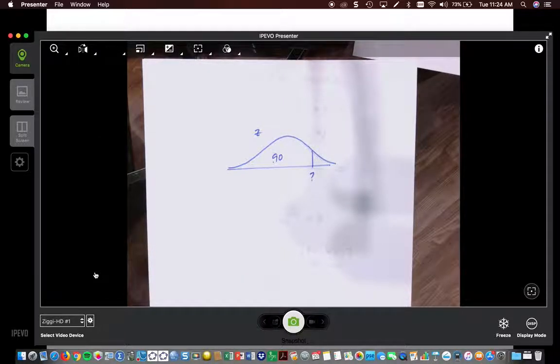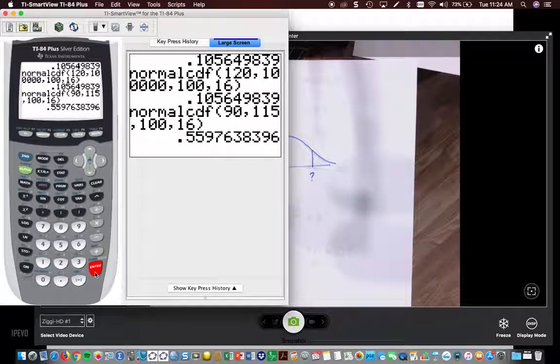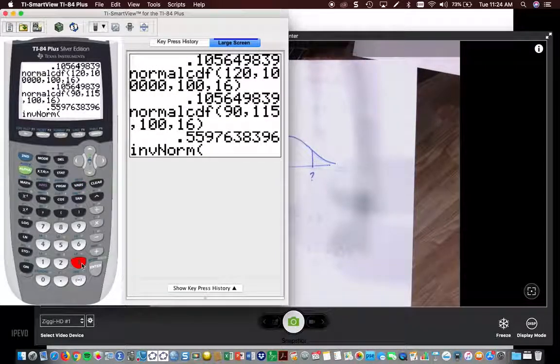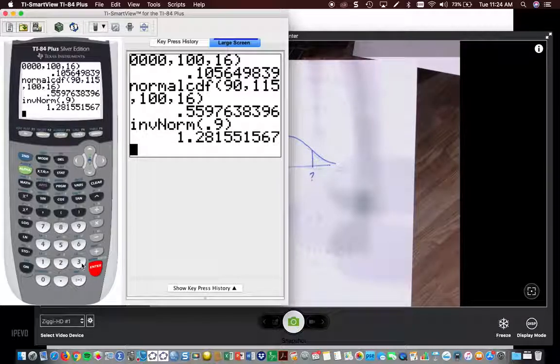All right, now if you go to the calculator and you say second bars and you say inverse normal, number 3. Okay, and then we're looking for the 90th percentile, so if I put in 0.9 and then close this, it's going to tell me that that is 1.28.